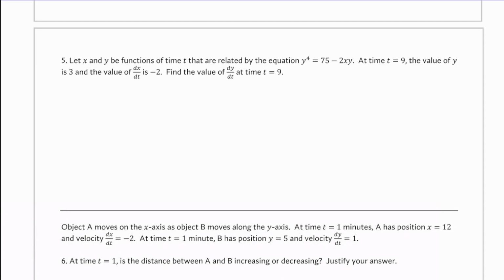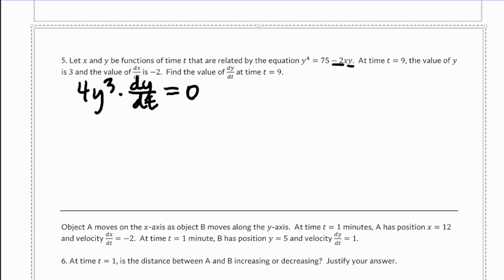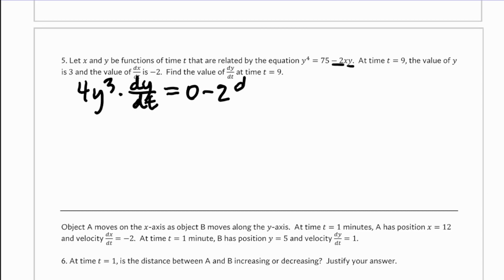With one of these implicit equations where they start giving you dx/dt and dy/dt, we just need to take the derivative of the whole equation with respect to t. So the derivative of y to the 4 is going to be 4y cubed times dy/dt for the chain rule. That's going to equal the derivative of 75 minus, okay, and then I'm going to look at this as plus negative 2xy. So my product is going to be negative 2x and positive y. So I'm going to take the derivative of negative 2x, and that would be negative 2 dx/dt, and leave y the same. And then I'll leave negative 2x the same and take the derivative of y.